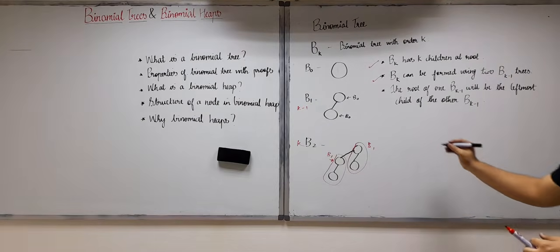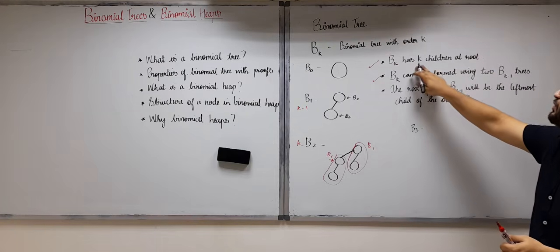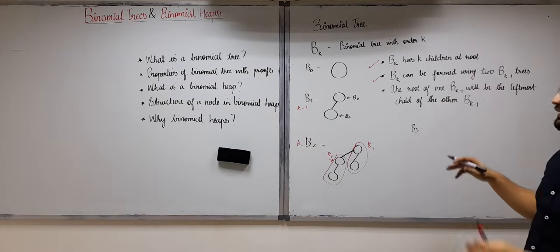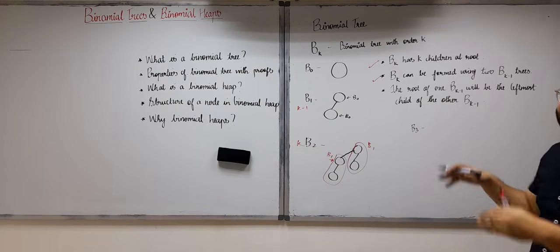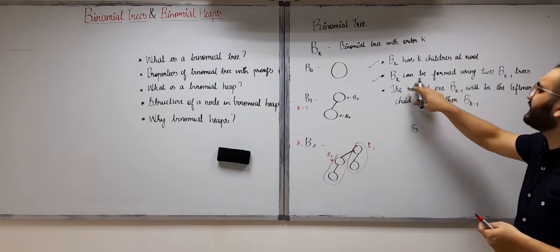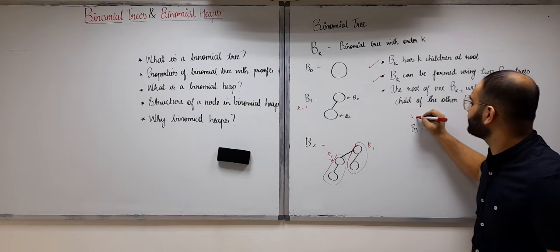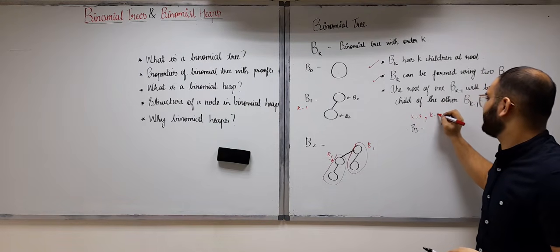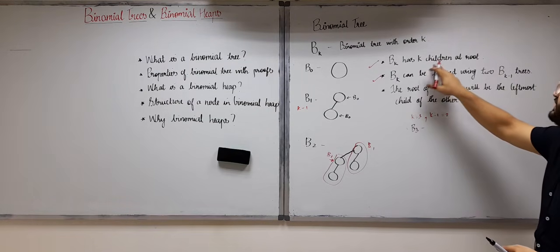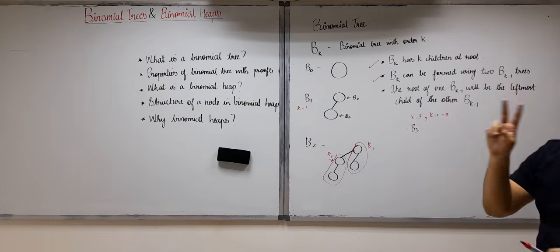So now let us draw B3. According to the first rule, B3 will have 3 children at root, right? So the root of the B3 binomial tree will have 3 children. Okay, fine. And B3 can be formed using two B2 trees. Now my K is 3 and K minus 1 will be 2. So according to this, B3 will have 3 children at root, and B3 can be formed using two B2 trees.